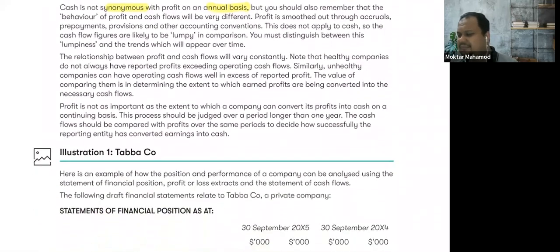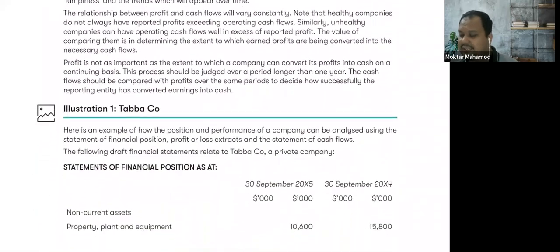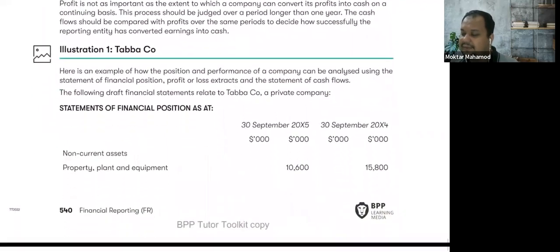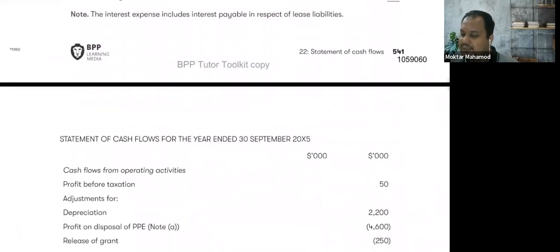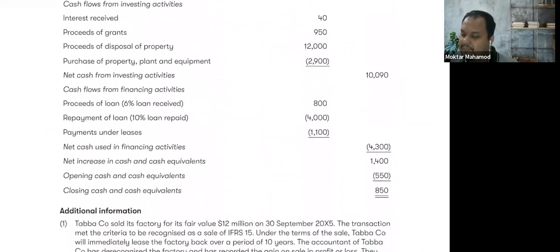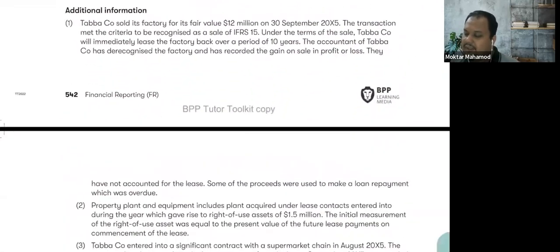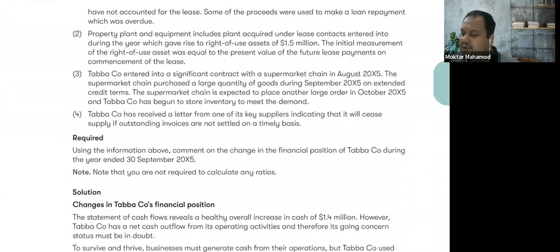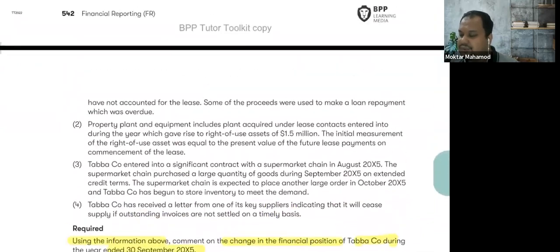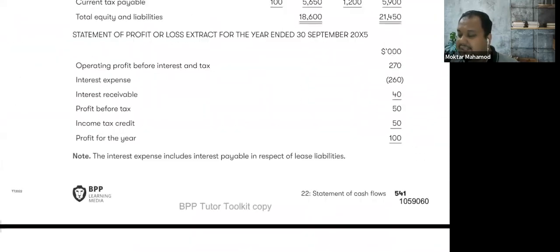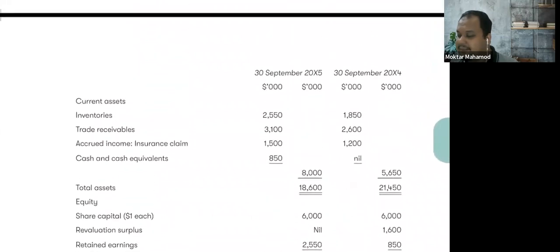I'm not going to read them all. You can read that one, because it's very important to respond to the question. This one: using the information above, comment on the change in the financial position of Teba company during the year ended 30th September year 5. You are not required to calculate any ratios. So from the data itself.